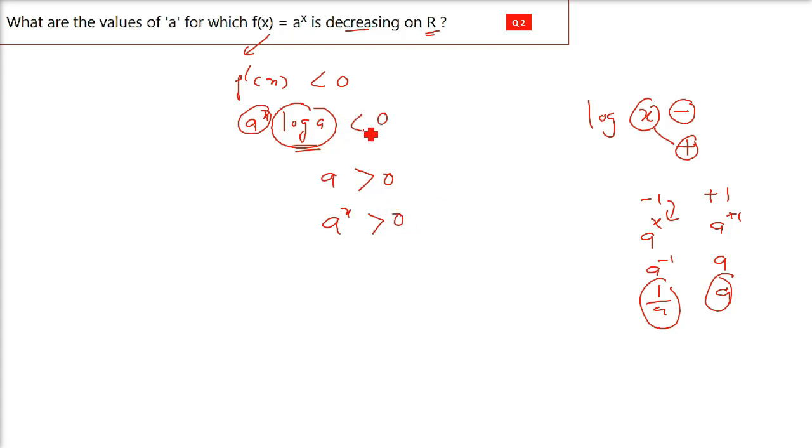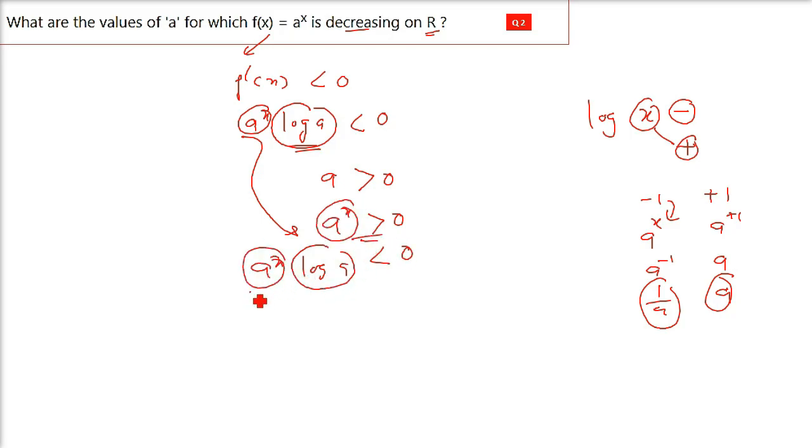So this less than 0, a raised x log a less than 0, is only possible when a is greater than 0 and a raised x is greater than 0. But a raised x log a is less than 0, and a raised x will always be greater than 0, which we have just proved. That is, log a has to be less than 0. It has to be negative. When you have two values, one has to be positive, one has to be negative. Otherwise, less than 0 is not possible.